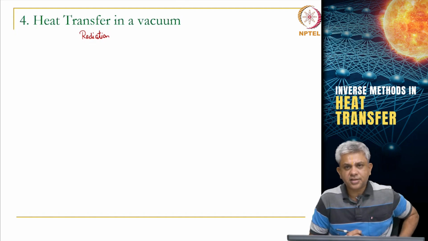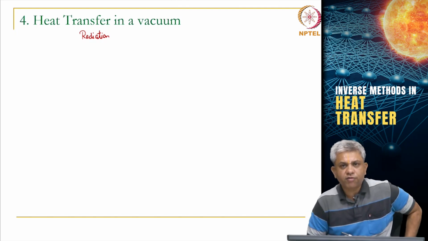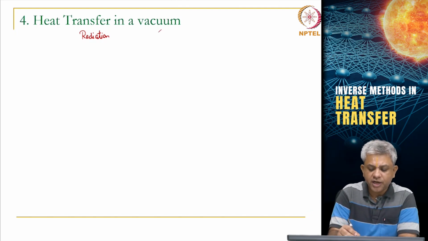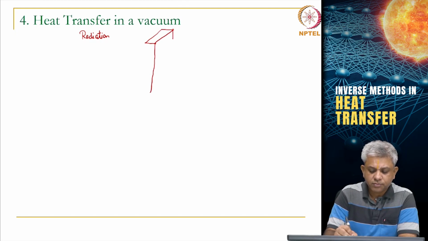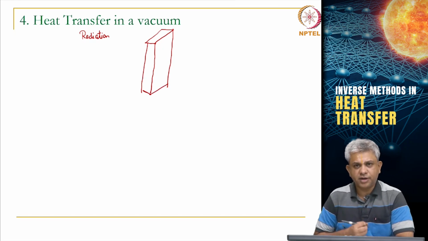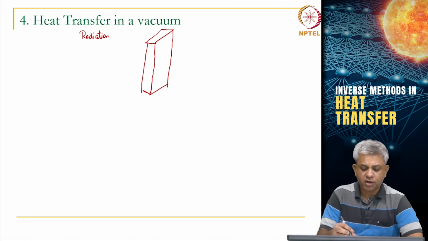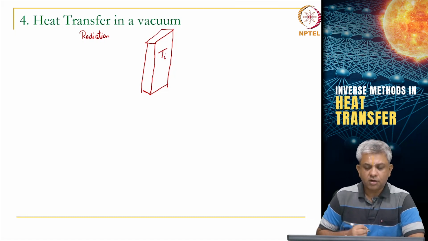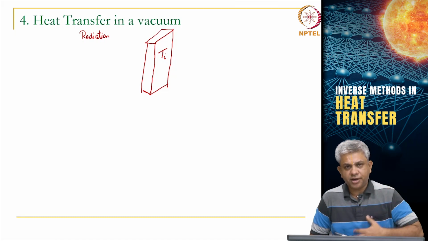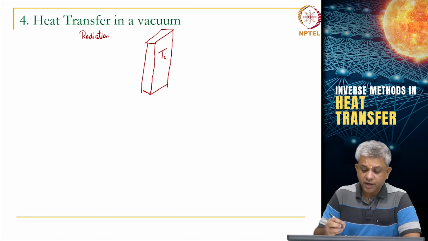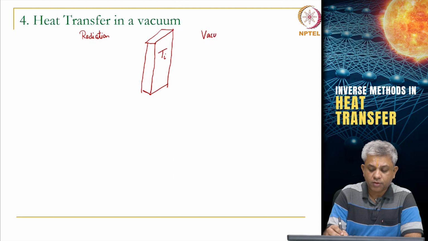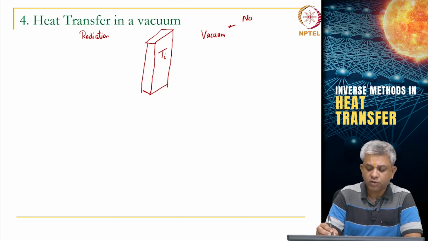So, we will think of a simple idealization, let us say a heat shield, which also looks like a slab. It is going to look very much like a lumped model. Let us say we have a sheet kept at an initial temperature of Ti, and it is now in a vacuum. Because this is vacuum, you are not going to have any convection.